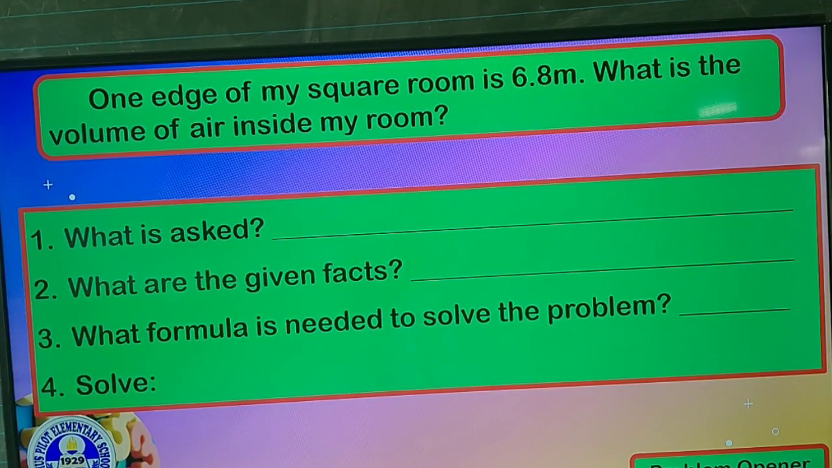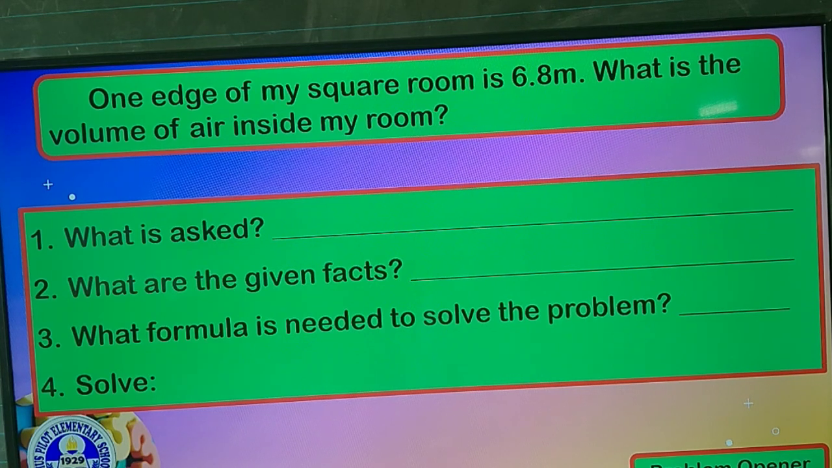Okay, let's have another example. One edge of my square room is 6 and 8/10 meters. What is the volume of air inside my room? Okay, so we are going to know what is asked, what the given facts are, and what formula is needed to solve the problem. Then we are going to solve. So what is asked in that problem? One edge of my square room is 6.8 meters. What is the volume of air inside my room?